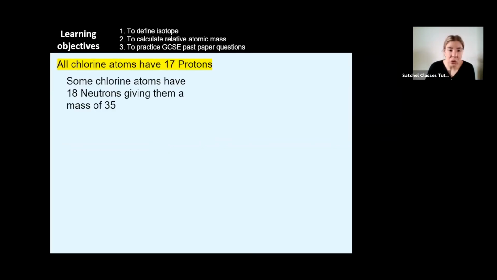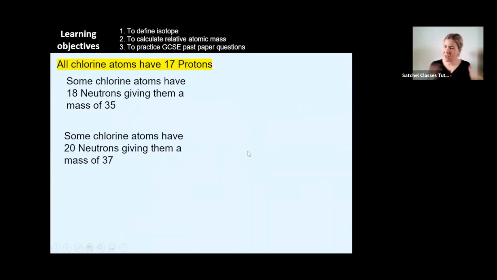All chlorine atoms have 17 protons. They must have 17 protons because if they had 18 protons, there would be a different element, the next element on the periodic table. So all chlorine atoms have 17 protons. It's a really key point. Some chlorine atoms have 18 neutrons, which means they have a mass of 35. And some chlorine atoms have 20 neutrons, giving them a mass of 37. These chlorine atoms exist, so we have different types of chlorine atoms in the world. Some have a mass of 35, some have a mass of 37.